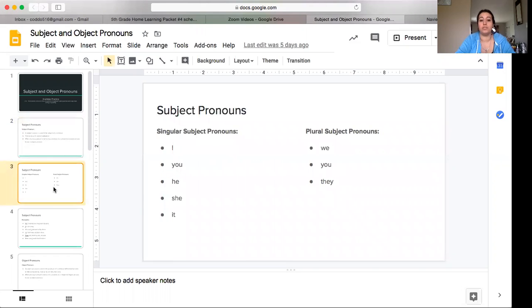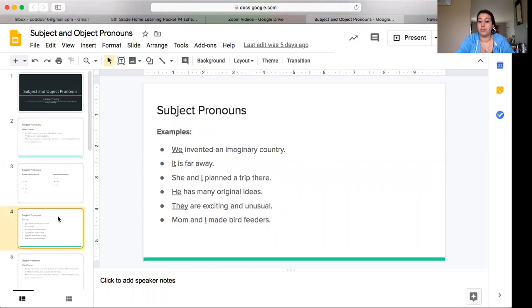Some examples of subject pronouns. They can be singular or plural. Singular subject pronouns are I, you, he, she, and it. Plural subject pronouns are we, you, and they. Some examples. We invented an imaginary country. We is our pronoun. It is far away. It is our subject pronoun.